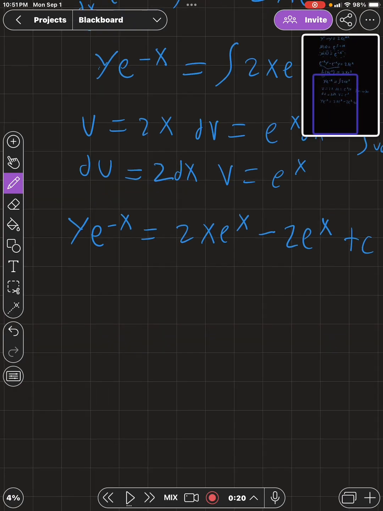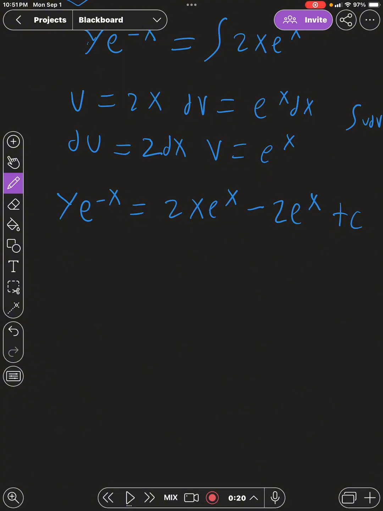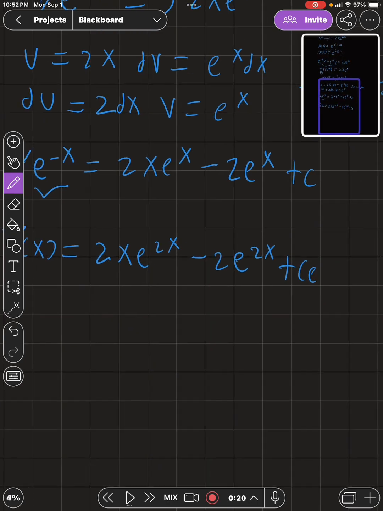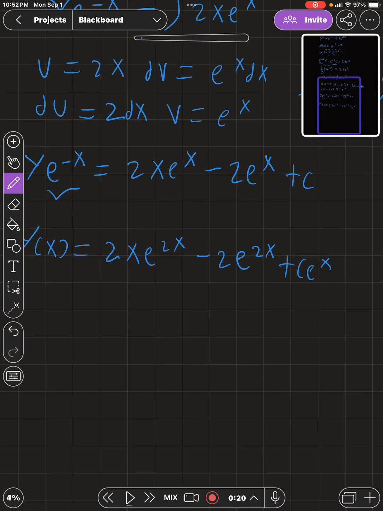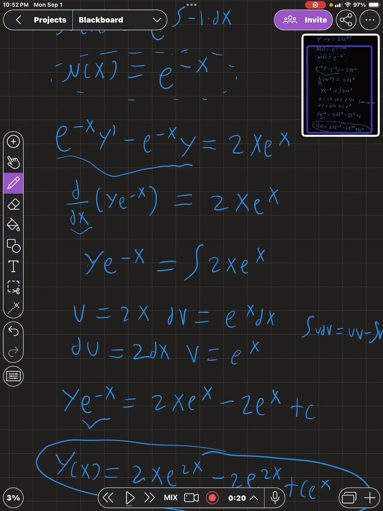So we're almost done. Just one more step. We're just going to get this in terms of y. So finally, we're going to multiply through by e to the x to get rid of this e to the negative x over here. So we're going to have y of x is equal to 2x e to the 2x minus 2 e to the 2x plus c e to the x. So that is our final answer. And this is the method of using the integrating factor.